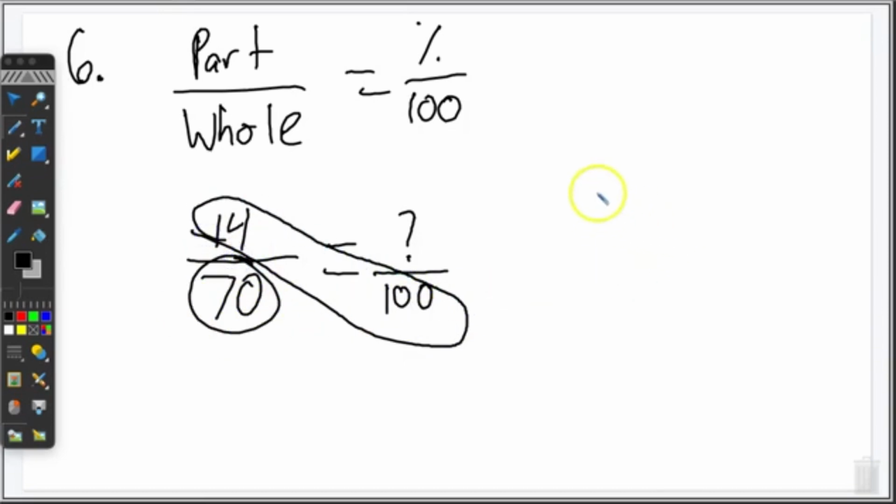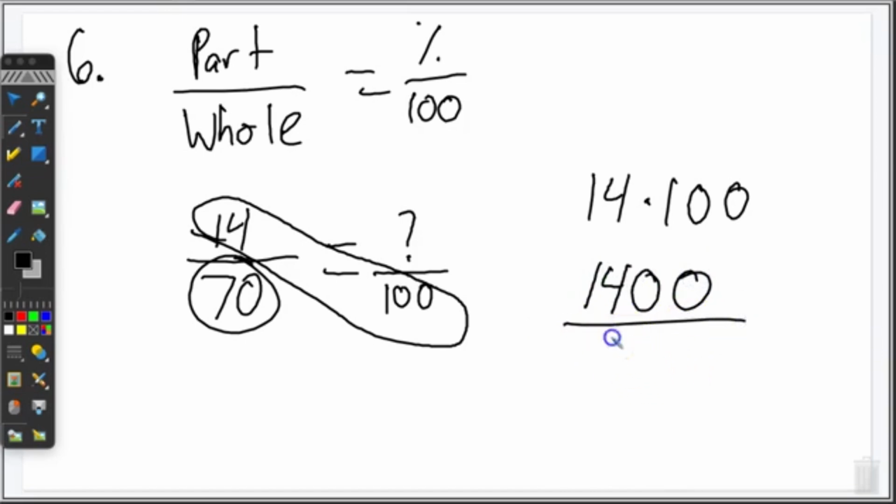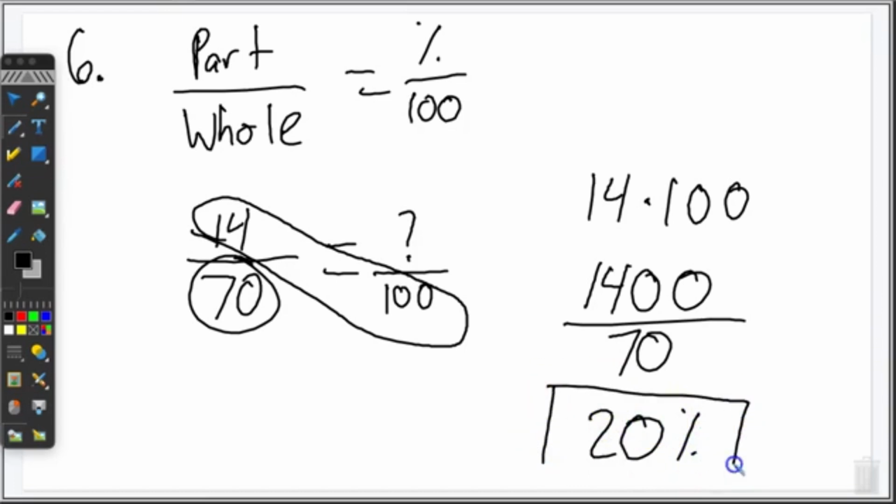Draw your bat, draw your ball. Multiply the bat. We get 1,400. Divide by the ball. And you get 20%. And that is your answer. I don't think it gets any easier. I do not think so.